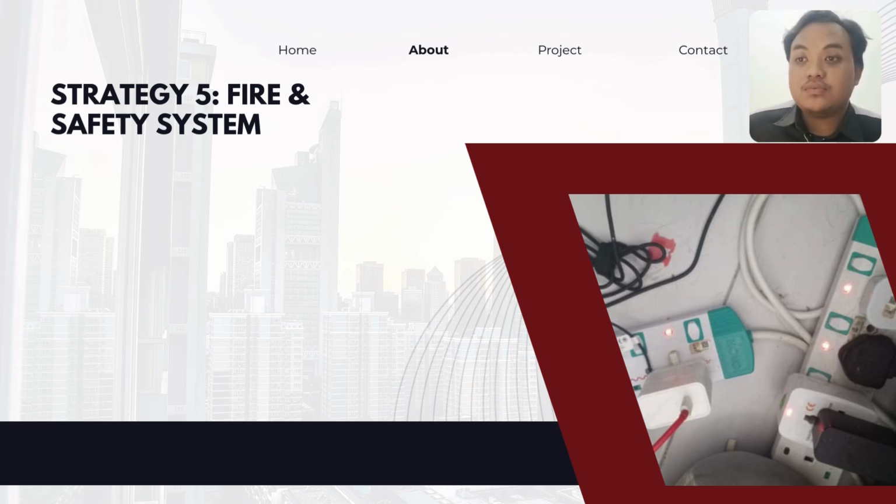For the next strategy, which is strategy 5, fire and safety system. For the first one, system slash component. For the description, electrical system, which is power sockets, plugs, adapters and extension blocks, which we can see on the diagram. For the second one, strategy name and type.